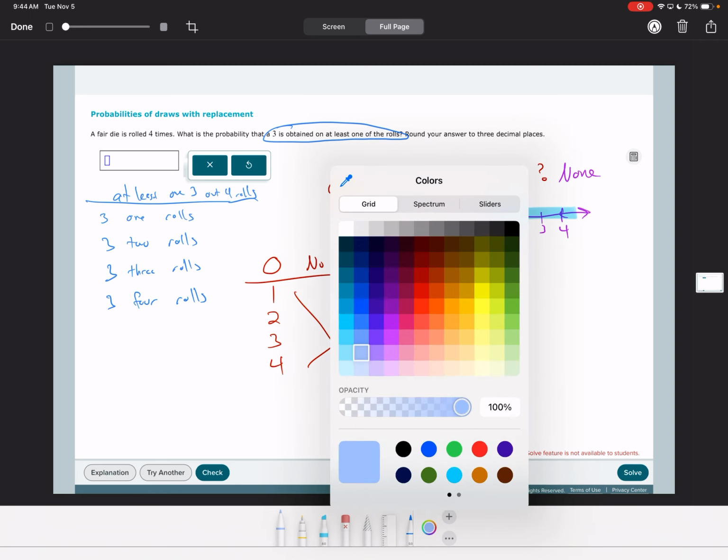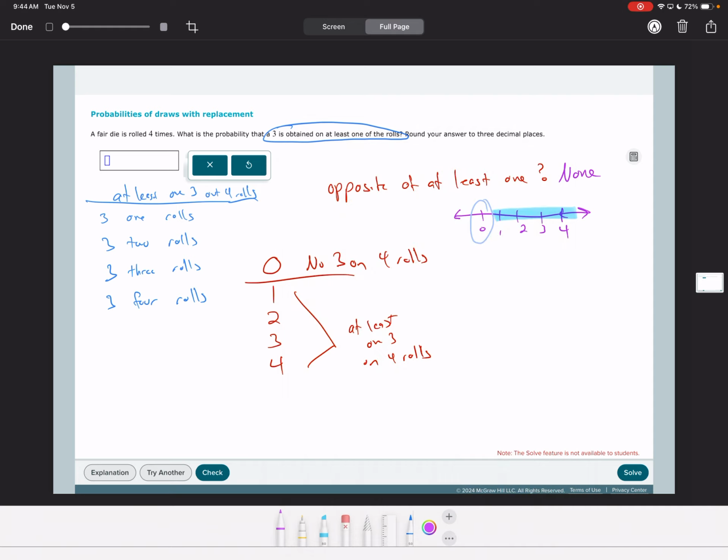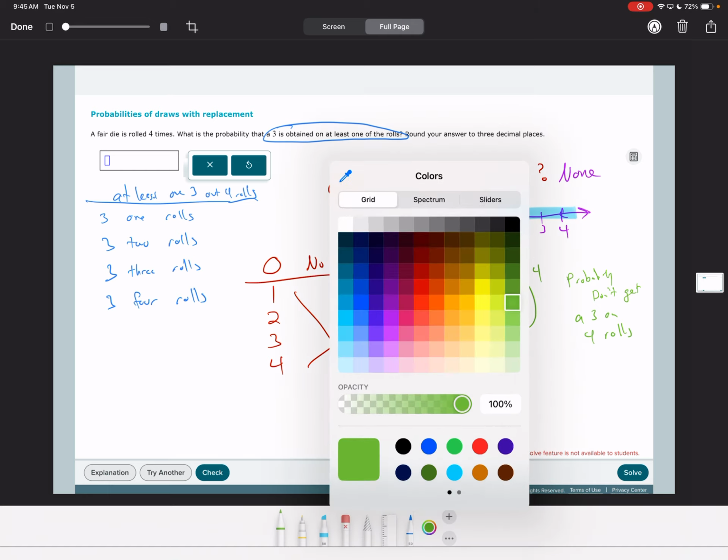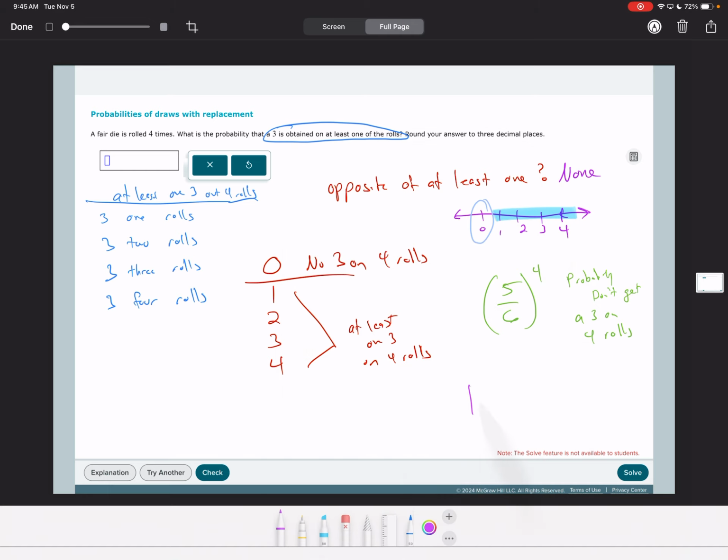So what is the probability that we do not get a 3 on any roll? Well, what we're going to look at here is, if I don't get a 3, it'd be 5 out of 6, right? Because 3 is only one of them. And then that would be to the 4th power. So this would be the probability that I don't get a 3 on 4 different rolls. If that's the opposite, then I could just do 100% minus that and get my answer. So it'd be 1 minus 5 over 6 to the 4th. And this would be my answer.